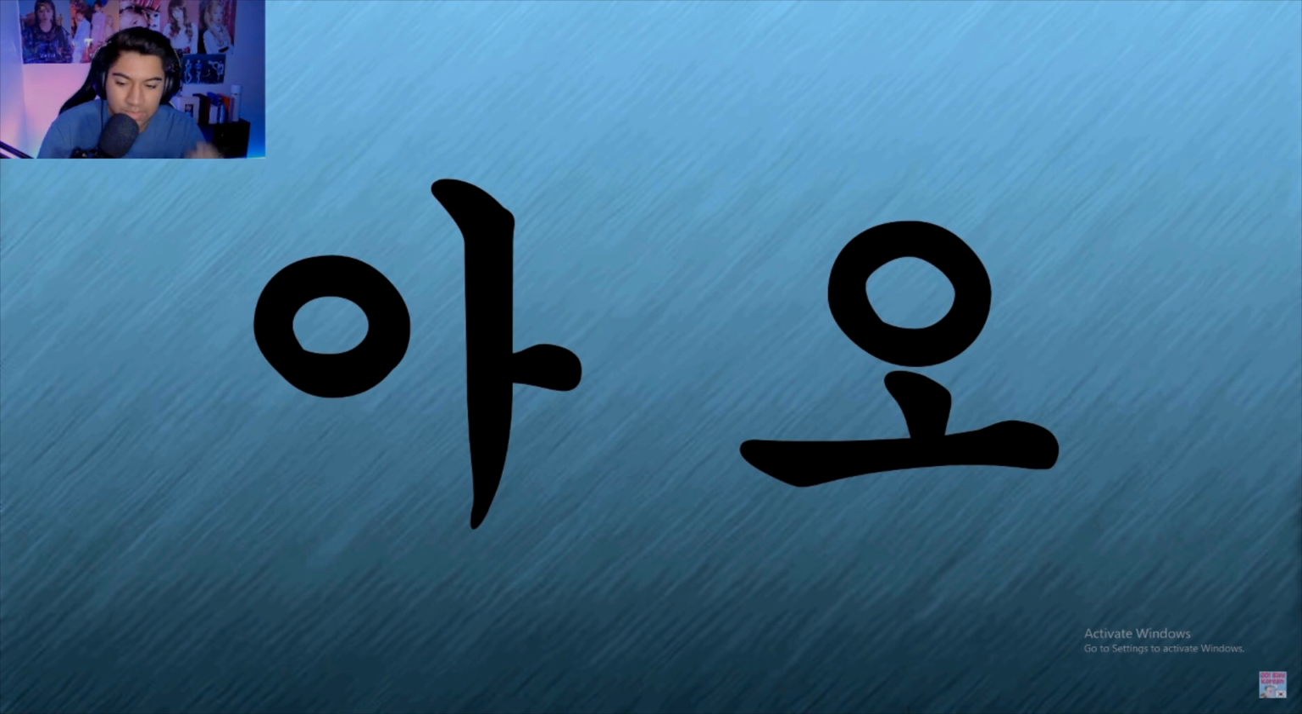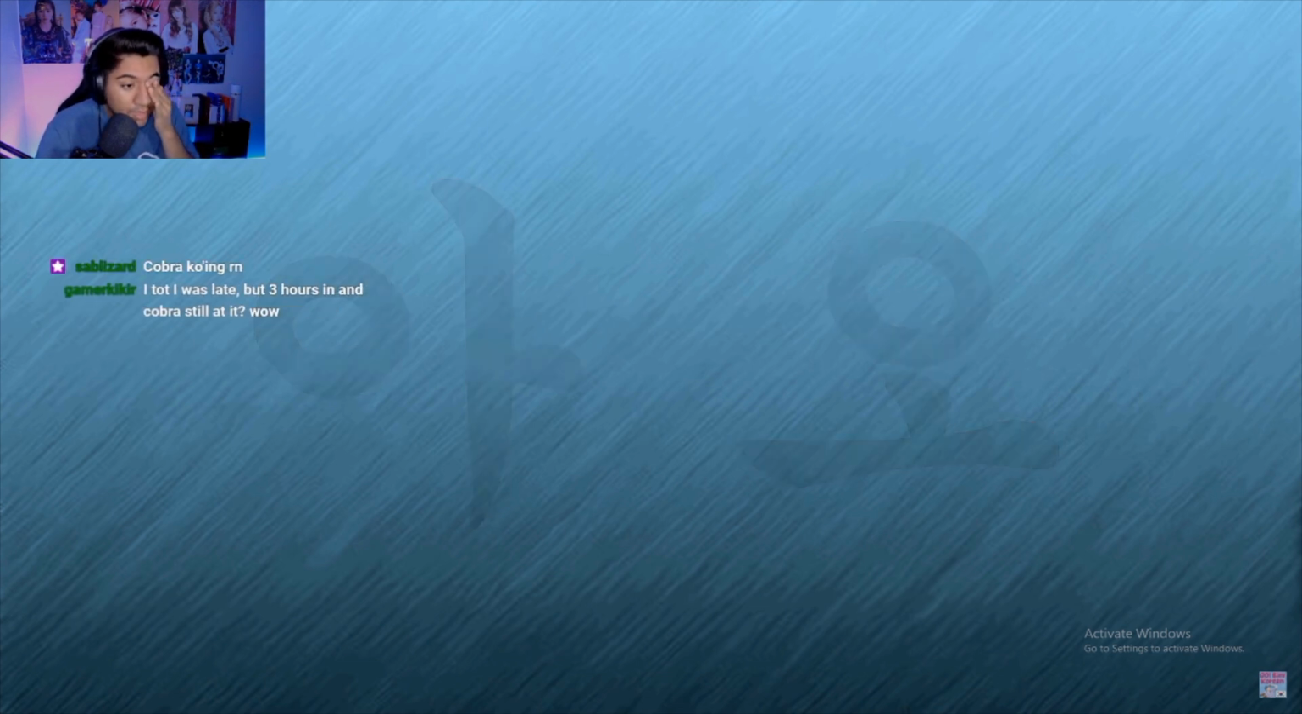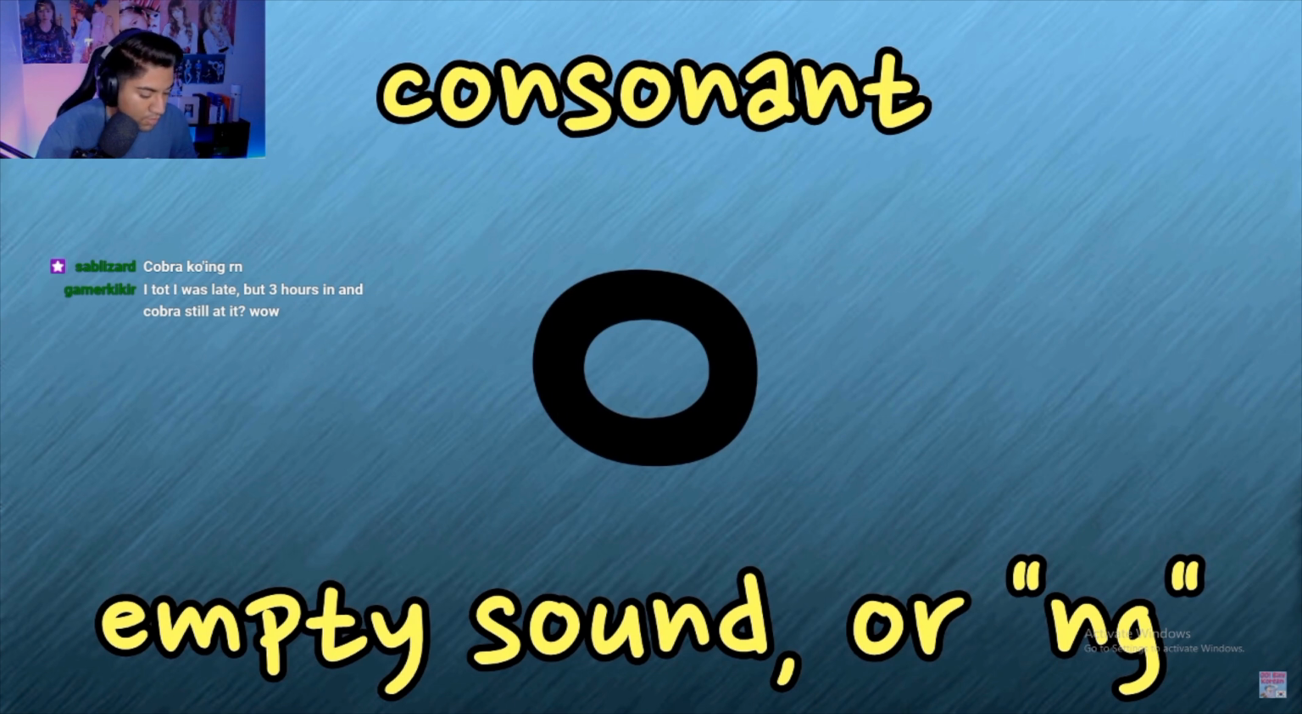Since this new consonant doesn't have any sound when it's used at the beginning of a syllable, we can use it instead of another consonant to hear the vowel sound directly. In this way, it acts like an empty consonant. Okay, that makes total sense. But this letter has 2 uses, and its second use is at the end of a syllable.